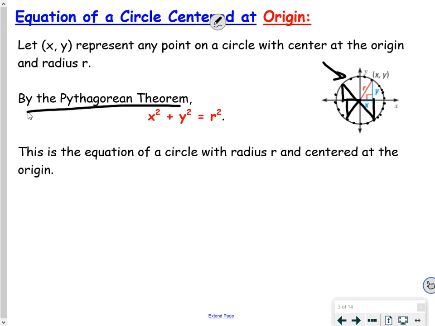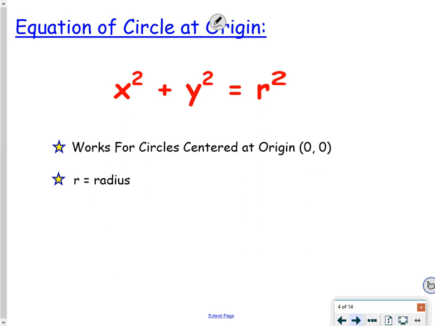So if that r value is consistent, then we can get the equation of the circle by r squared equals x squared plus y squared. In other words, if this is a right triangle here, we've got the hypotenuse squared equals one leg squared plus the other leg squared. So that would be our equation of a circle with radius r centered at the origin, which is the point (0, 0). It only works for circles centered at the origin.